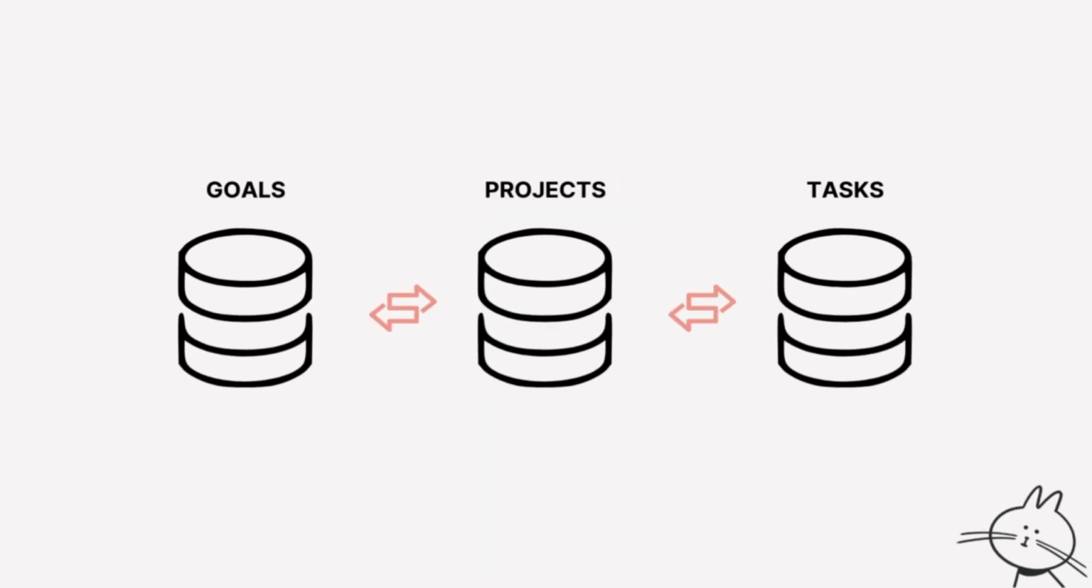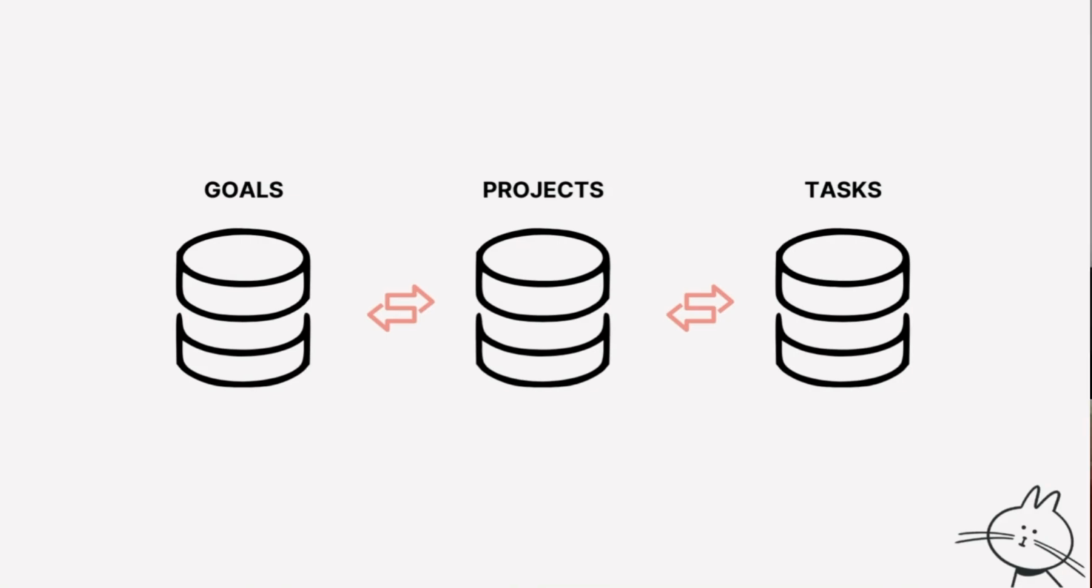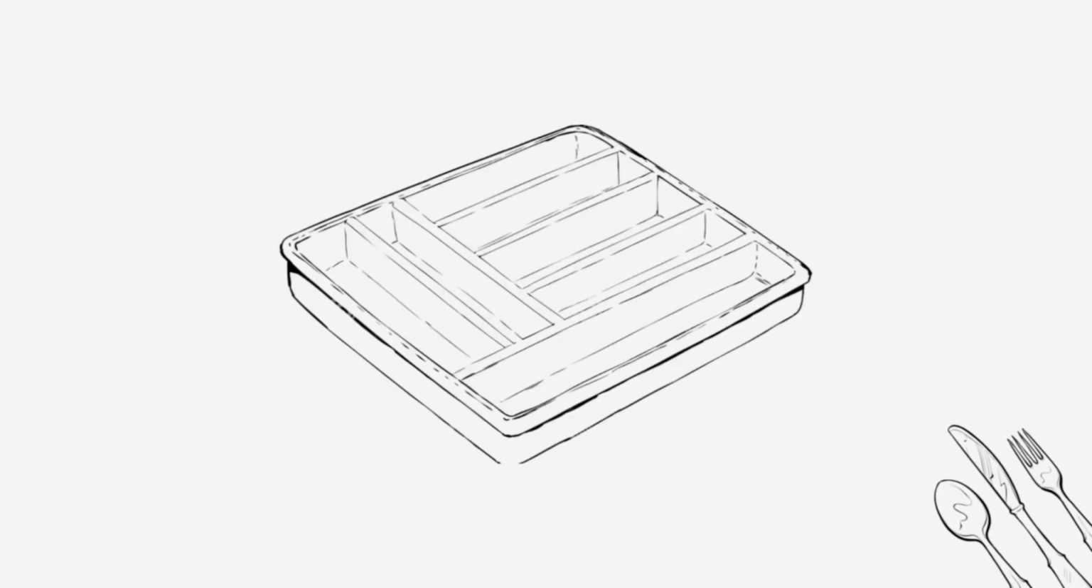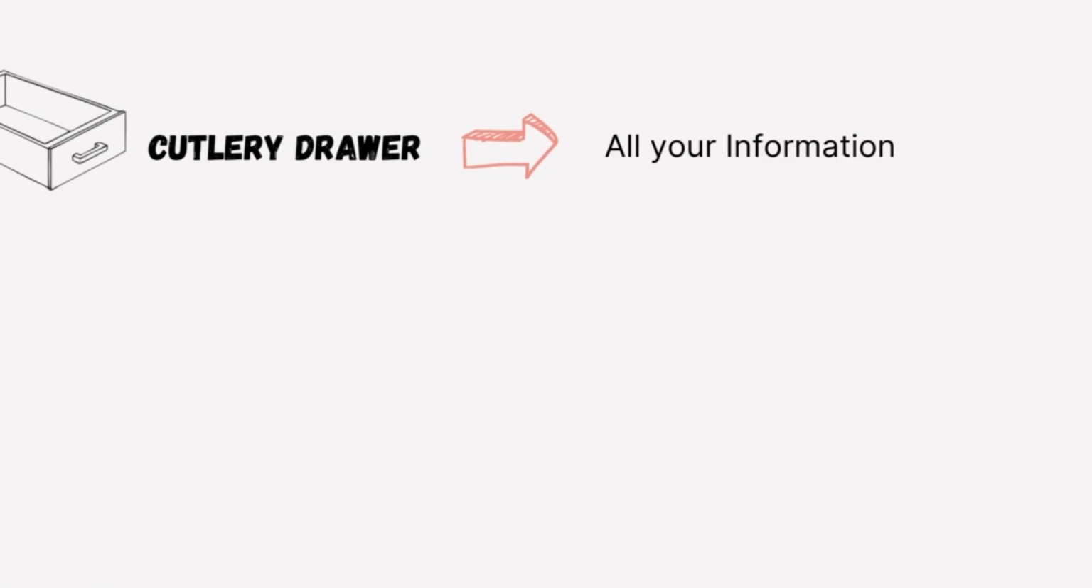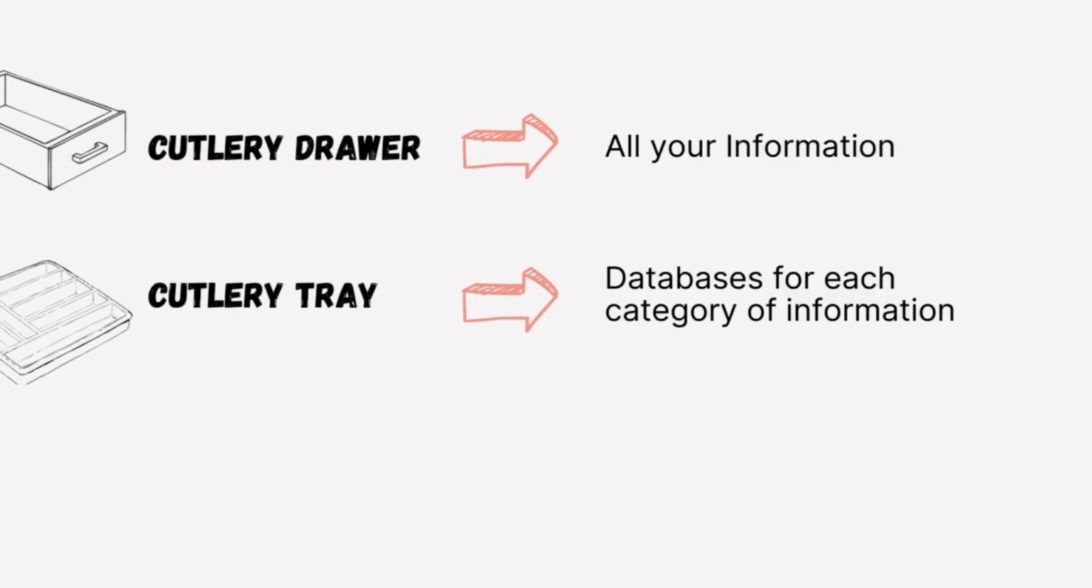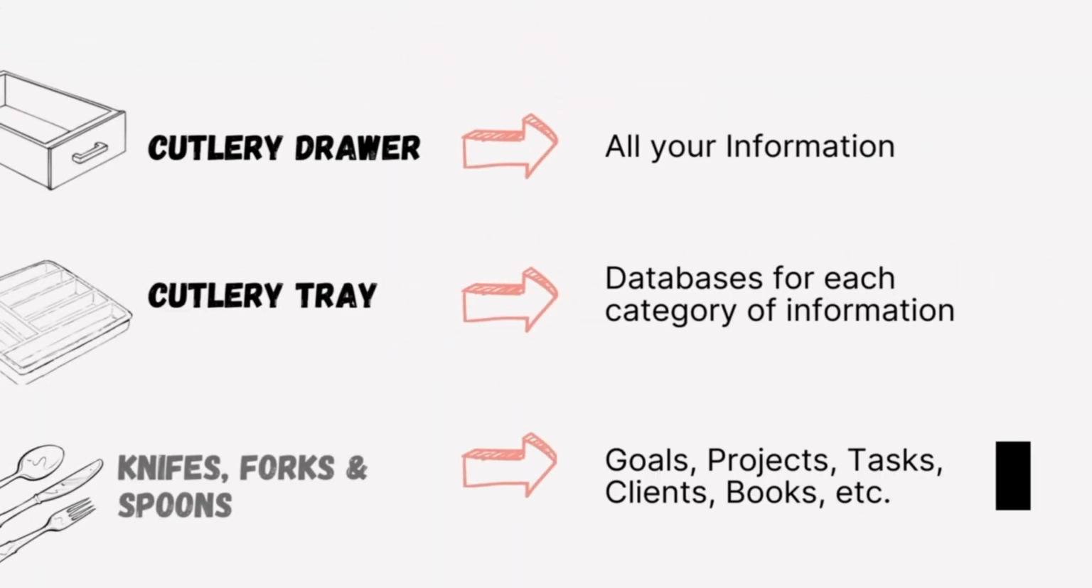So my recommendation and an organizational best practice is to create separate databases for different categories of information with related properties. Think of databases as a digital filing system that would work in the same way that a physical filing system would work. Let's use a very practical example and think of a cutlery tray. You will have a drawer where you keep all of your cutlery, but inside that drawer you do have a cutlery tray where you can separate your forks from your knives and your spoons. So in the digital world, for your digital information, you would want to create that same level of separation and have a database for goals, a database for tasks, a database for projects, and so on.